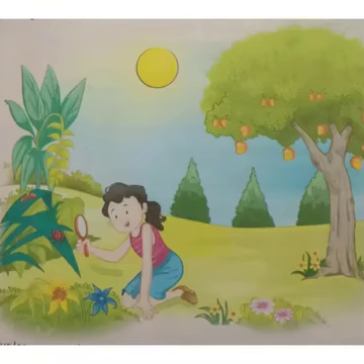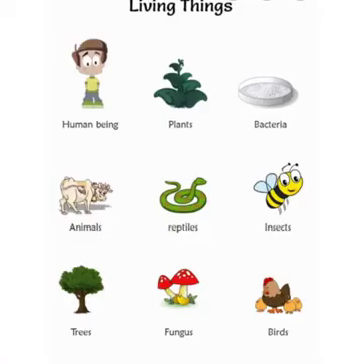Students, all of you take page number 59 in your science book. See this picture. Circle any 5 things you can see in the picture below. Sort them as living things or non-living things. So, what are the living and non-living things?